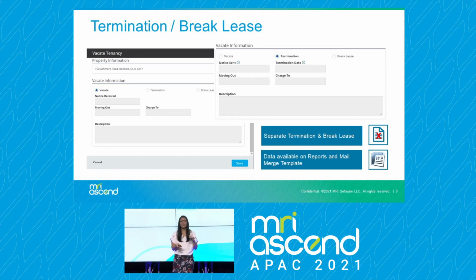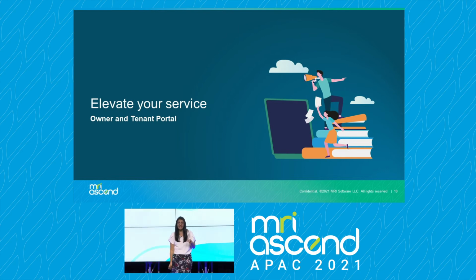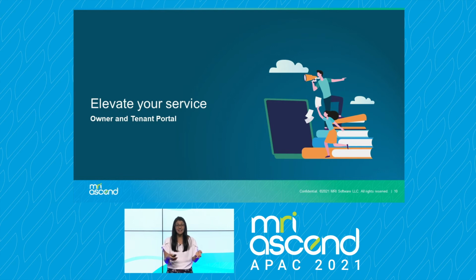The new termination and break lease data is now available for you on some of those vital reports: the tenancies vacating report, the property vacancies report, the tenancy funds report, and also our residential and commercial tenancies in arrears report. Finally, and most importantly, we have merge fields for our termination dates, notice sent dates, and notice received dates. So all of these will be available when you need to go and create new mail merge templates or if you're editing any existing templates.